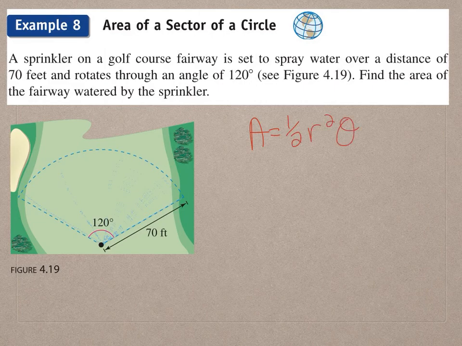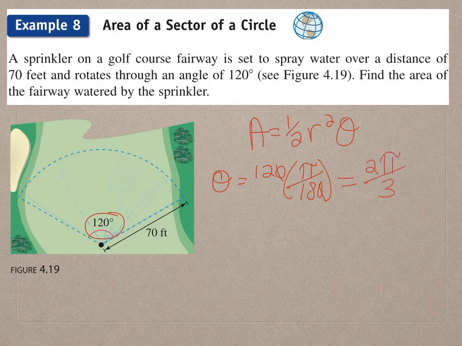Okay, so we have a sprinkler on a golf course fairway. It's set to spray water over a distance of 70 feet, and it rotates through an angle of 120 degrees. We want to find the area of the fairway that's watered by the sprinkler. So we want to figure out how much grass is being covered by the sprinkler. So first of all, they gave us an angle in degrees, and we have to convert to radians. So my theta is going to be 120 times pi over 180. Again, the zeros cancel. 12 and 18, 6 goes into both of those. So this would give me 2 pi over 3.